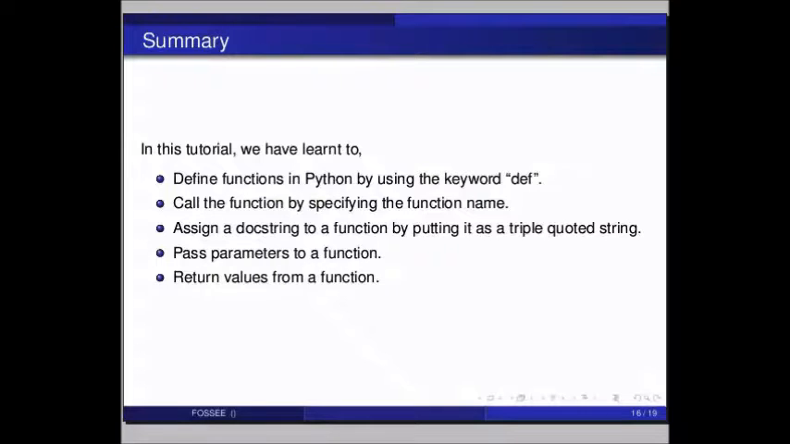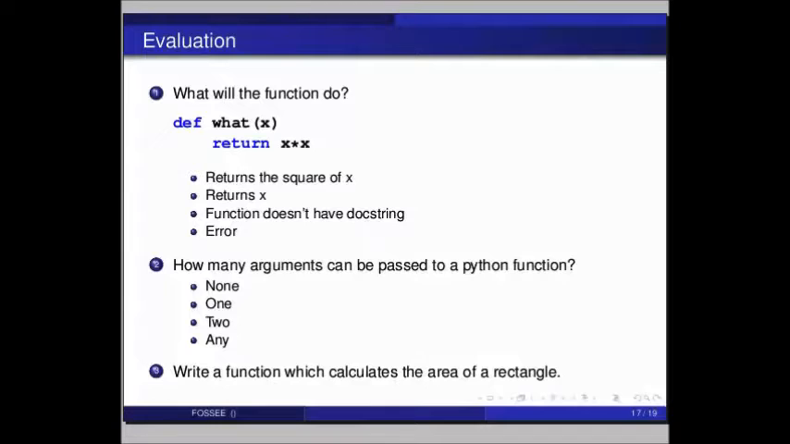So here are some self-assessment questions for you to solve. The first one, what will the function do if it is given def what of x, then return x star x? The options are returns the square of x, returns x, function doesn't have a docstring, and the last option is error. The second question, how many arguments can be passed to a Python function? The options are none, 1, 2, any. And the final question is write a function which calculates the area of a rectangle.